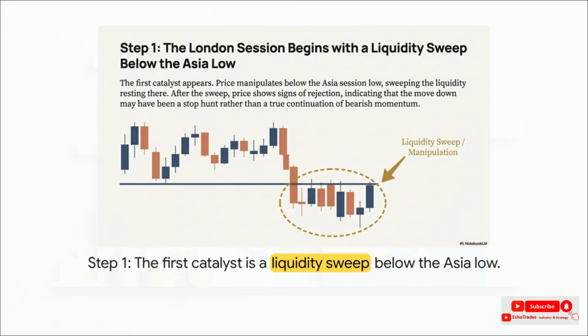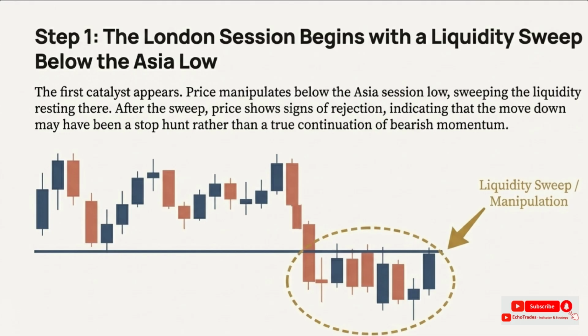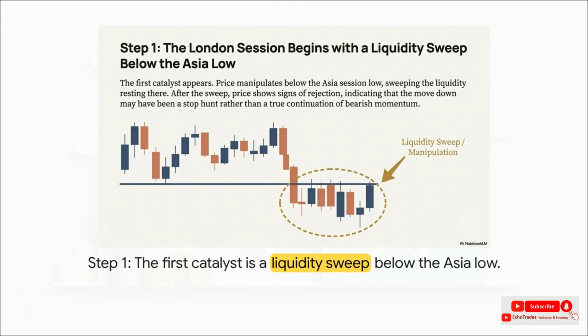And what do you know? There it is, step 1. Price dives right below that Asia low. This is that liquidity sweep we were looking for. It's often called a stop hunt because that's exactly what it's doing. It's tricking sellers to jump in short, and it's stopping out anyone who bought too early. It's basically cleaning house before the real move. This little dip right here, that's the trigger for our entire setup.